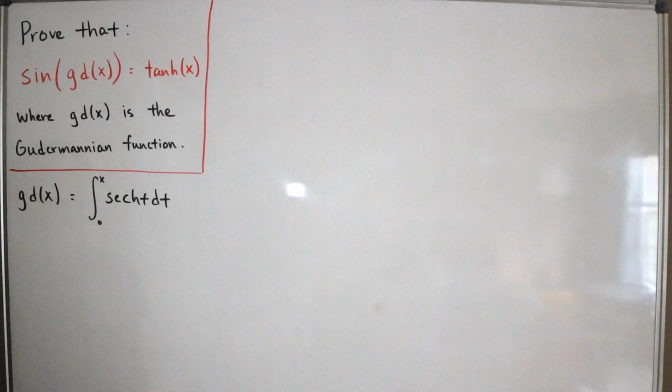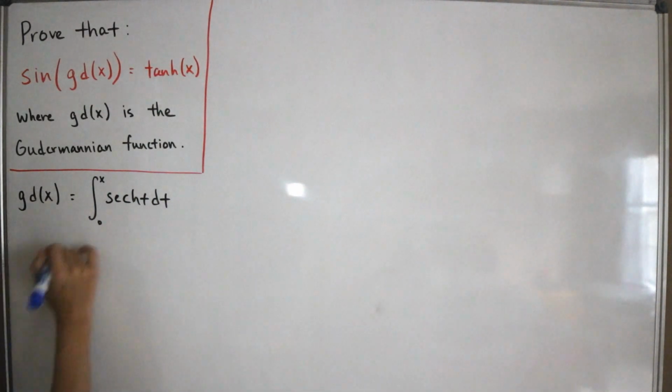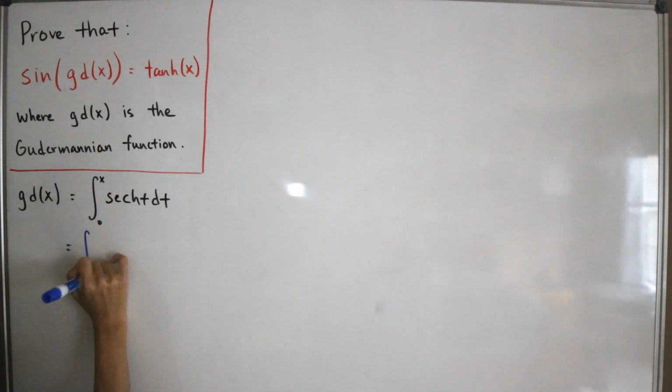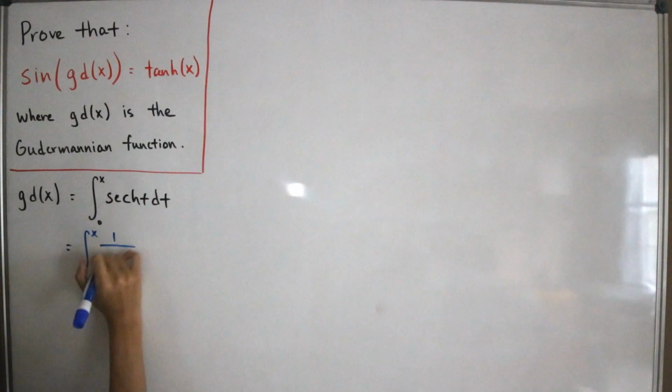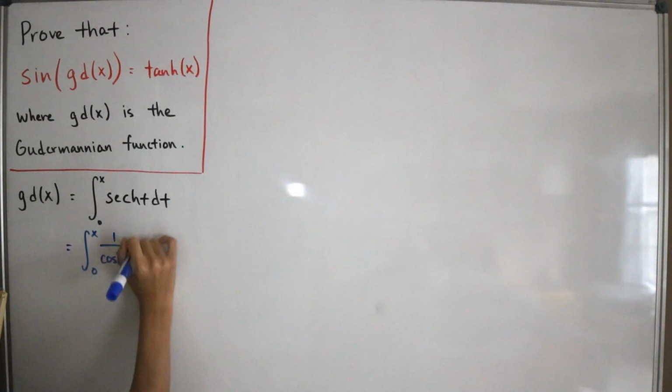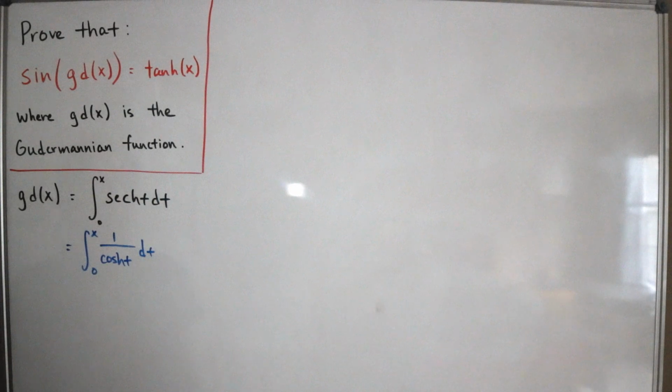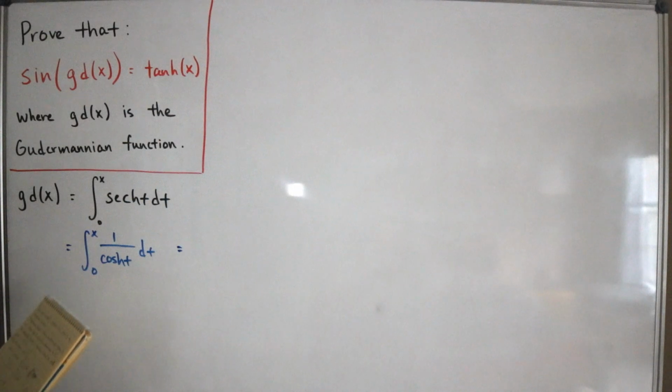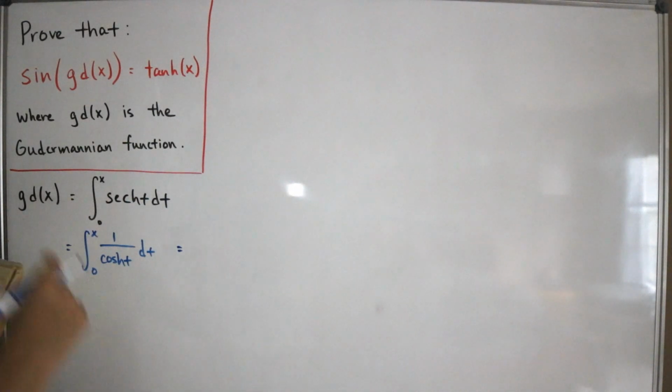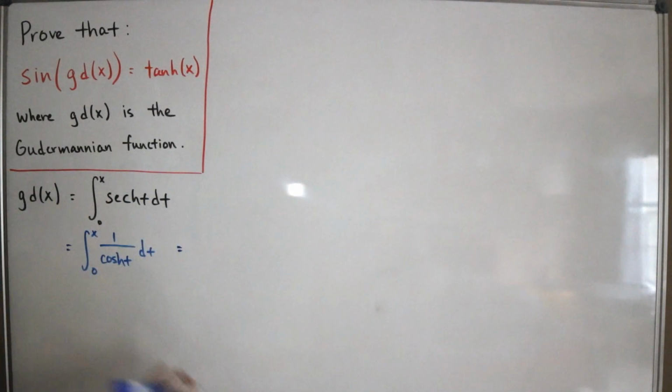So hyperbolic secant of t, in other words, I can write that as the integral from 0 to x of 1 divided by the hyperbolic cosine of t. You can just think of the similarity to secant of x being the same thing as 1 over cosine of x, but this is the hyperbolic function we're dealing with. So using that definition, we know that hyperbolic cosine of t is equal to e to the t plus e to the negative t, divided by 2. That's another exponential definition for the hyperbolic cosine function.